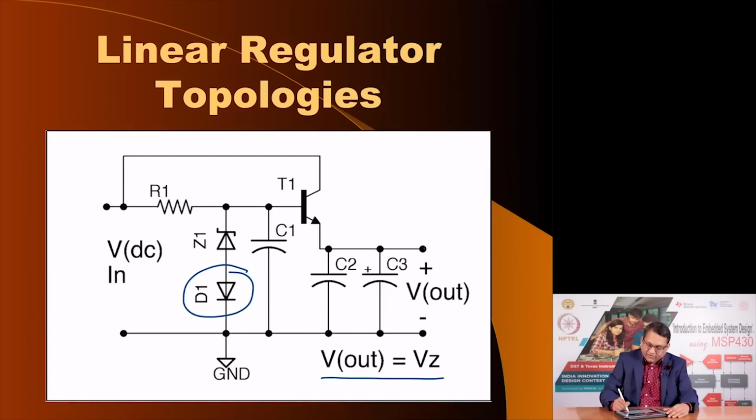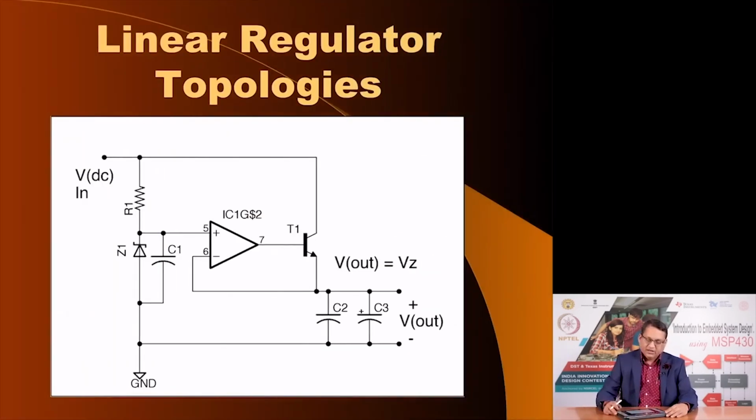For example, if I were to short this for some reason, because of a fault or because of some user adventure, it would draw a huge amount of current through this transistor. This transistor would try to supply that current, but eventually it would lead to a huge amount of power dissipation across this transistor. It would increase the temperature of the transistor and eventually destroy the transistor. There is no protection available in this power supply.